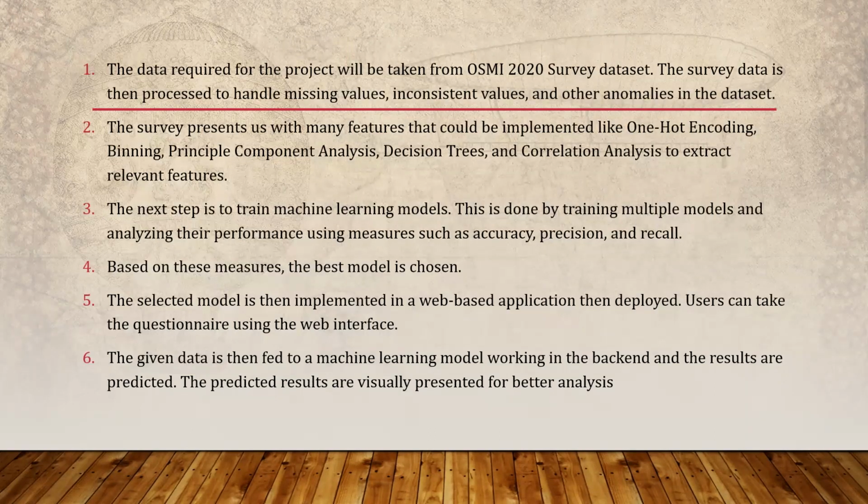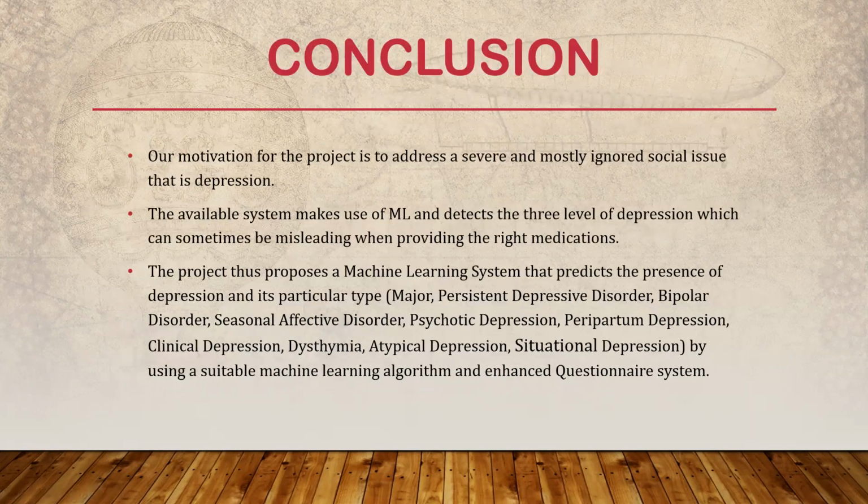To conclude, our motivation for the project is to address a severe and mostly ignored social issue, that is depression. The available system makes use of machine learning and detects the 3 levels of depression, which can sometimes be misleading when providing the right medications. The project thus proposes a machine learning system that predicts the presence of depression and its particular type by using a suitable machine learning algorithm and an enhanced questionnaire system.